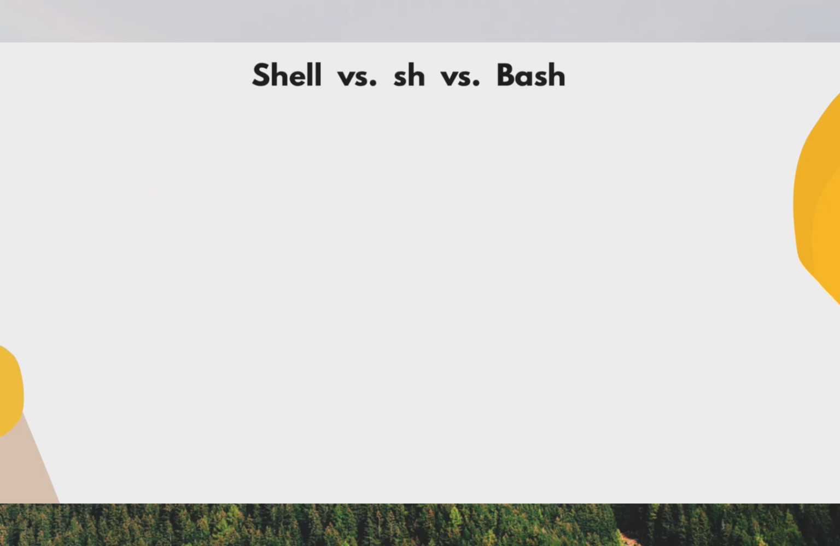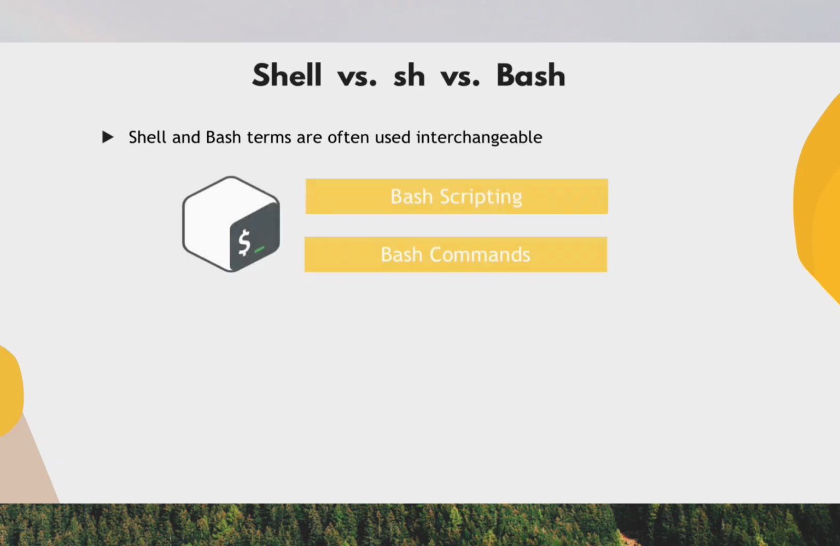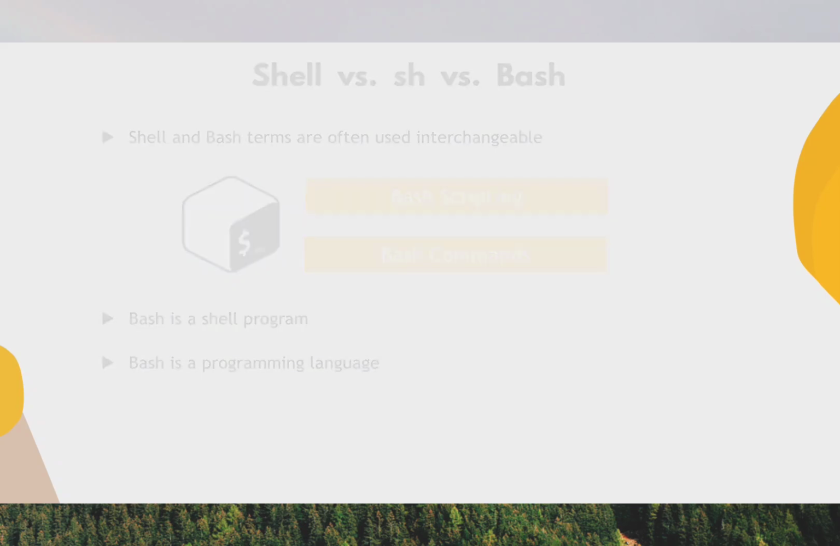And because of that, often shell and bash terms are actually used interchangeably. So we're talking about bash scripting and bash commands in place of shell scripting or shell commands. So in one summarized sentence, bash is a shell program, meaning command interpreter, as well as a fully featured programming language with which we can write shell scripts. So now that we got that cleared up, let's see how to actually write shell scripts using bash syntax.